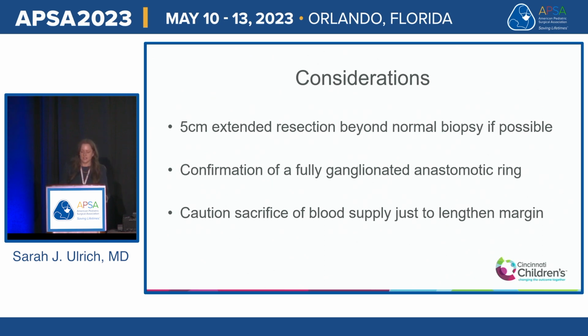In light of our findings, we advocate for an extended resection margin beyond the normal biopsy when it's possible. However, if a circumferential ganglionated ring at the proximal margin is confirmed intraoperatively, and getting a 5 centimeter margin would necessitate additional sacrifice of segmental blood supply, then we would caution against that just to get that 5 centimeter margin.